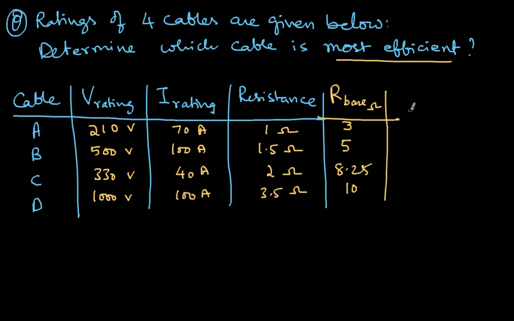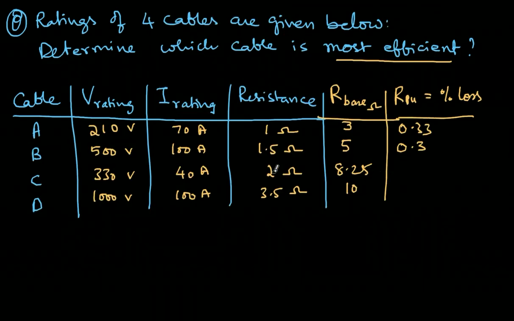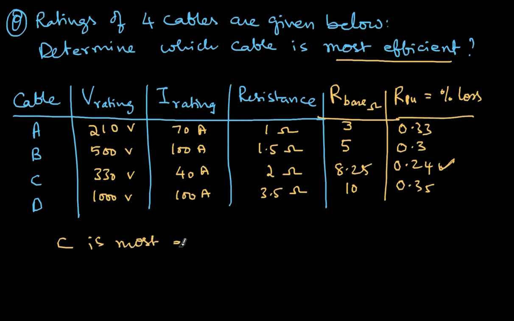So once I have the base, then I'll say R per unit, which is nothing but percentage losses. So how to get per unit? 1 by 3.33, 1.5 by 5.3. Is that so? Yeah. So 2 by 8.25, this is 0.24, and finally this one will be 0.35. So the most efficient is the C. C is most efficient. So this is one practical use of calculating the per unit quantities.